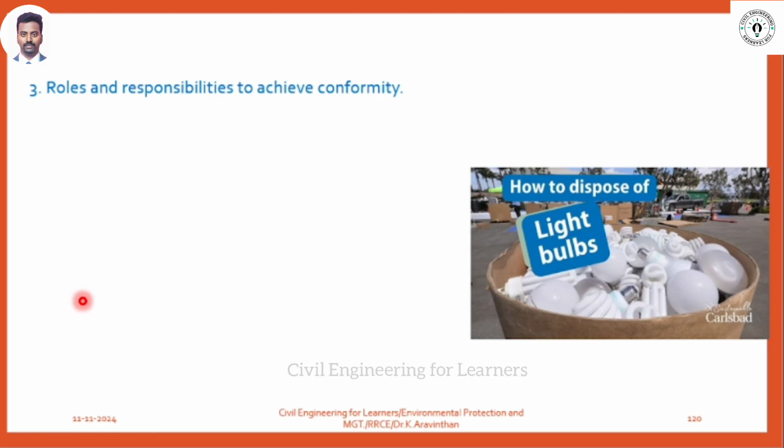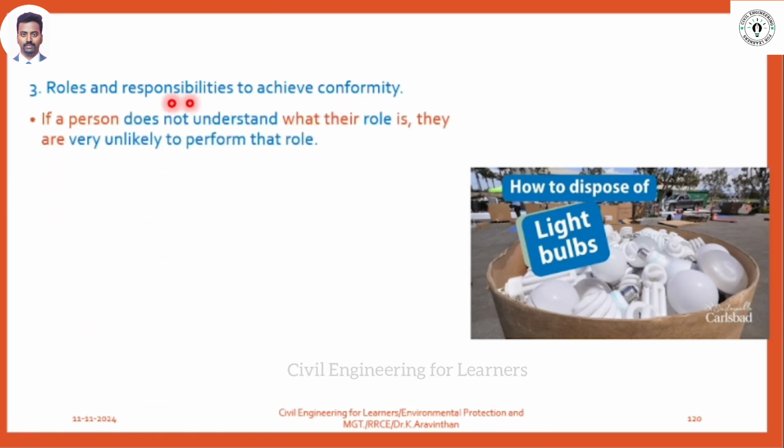Roles and responsibilities to achieve conformity. This awareness is to be given. Imagine a bulk manufacturing industry. I have given an example. It consists of mercury. Mercury is harmful to the environment. If it is directly disposed in the soil, what happens? The soil will be contaminated with mercury waste. Mercury is a hazard. The soil will be contaminated, the food chain will be contaminated, and when consuming that food, the person will get a disease. They should have the responsibility of achieving the conformity.